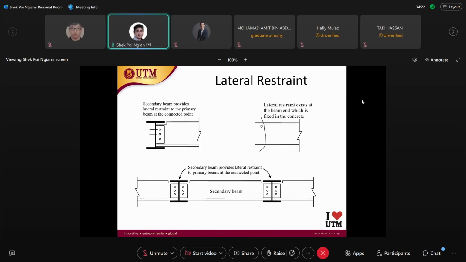When your restraint is from a beam, this kind of connection provides lateral restraint. The lateral restraint prevents twisting of the primary beam. This black beam is our primary beam. When you have a secondary beam connected to the primary beam, we call this a lateral restraint.